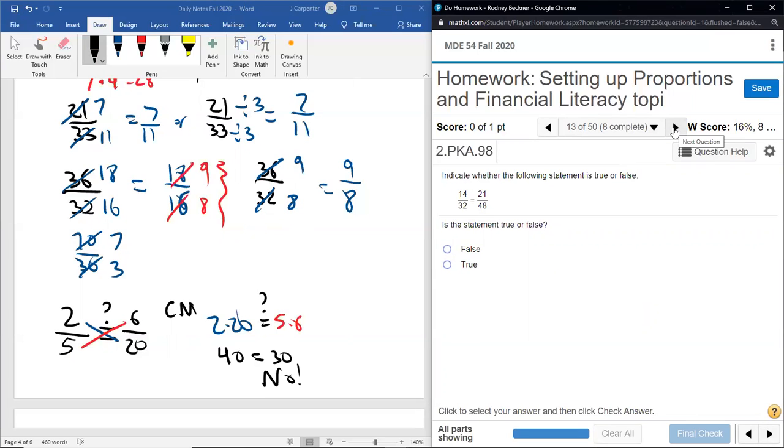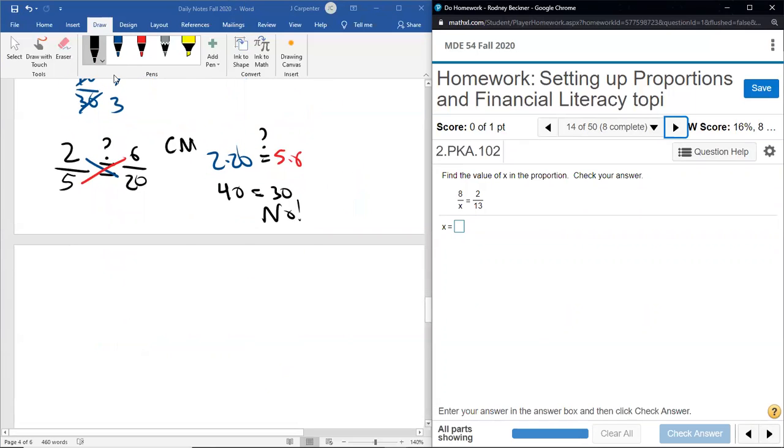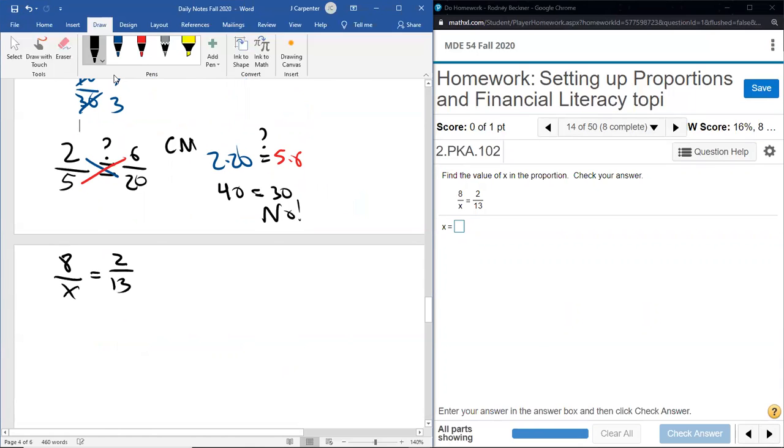Not going to do a bunch of these. Cross-multiply. We will do one where we actually solve in case you just need to see that. One more time outside of regular class. So cross-multiplying. Take the 8 times the 13. Set it equal to the x times the 2. I prefer to write the 2 first, but it doesn't technically matter. All right. 8 times 13, 10 eighths is 80. 3 of them is 24, so that should be 104. And that'll be equal to 2x.